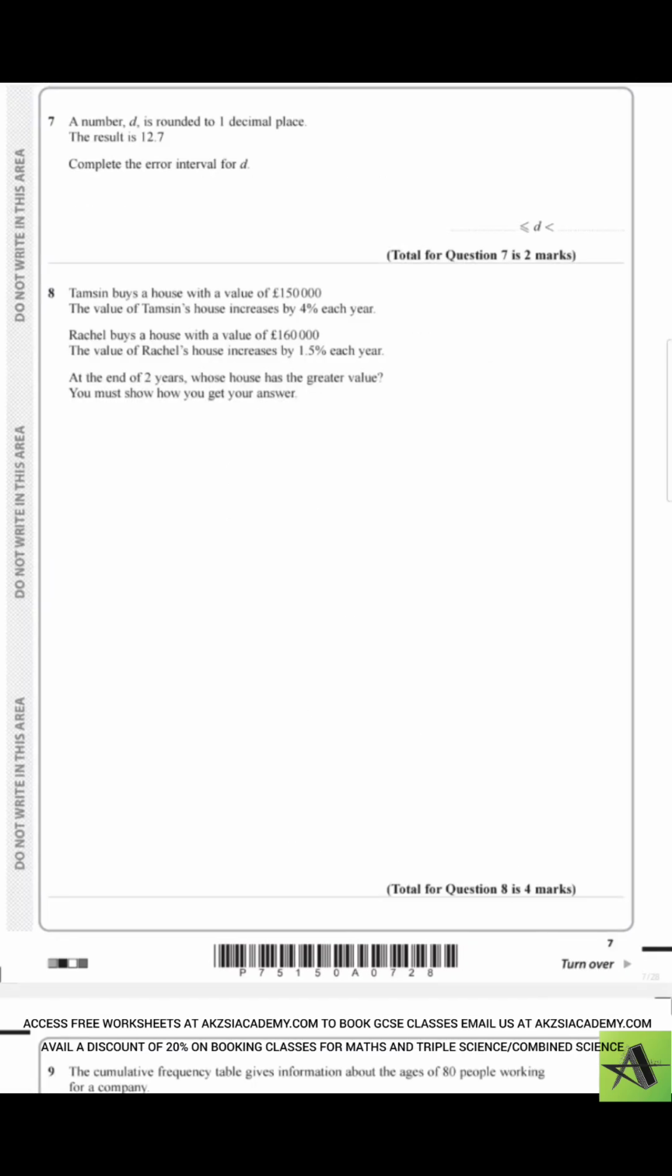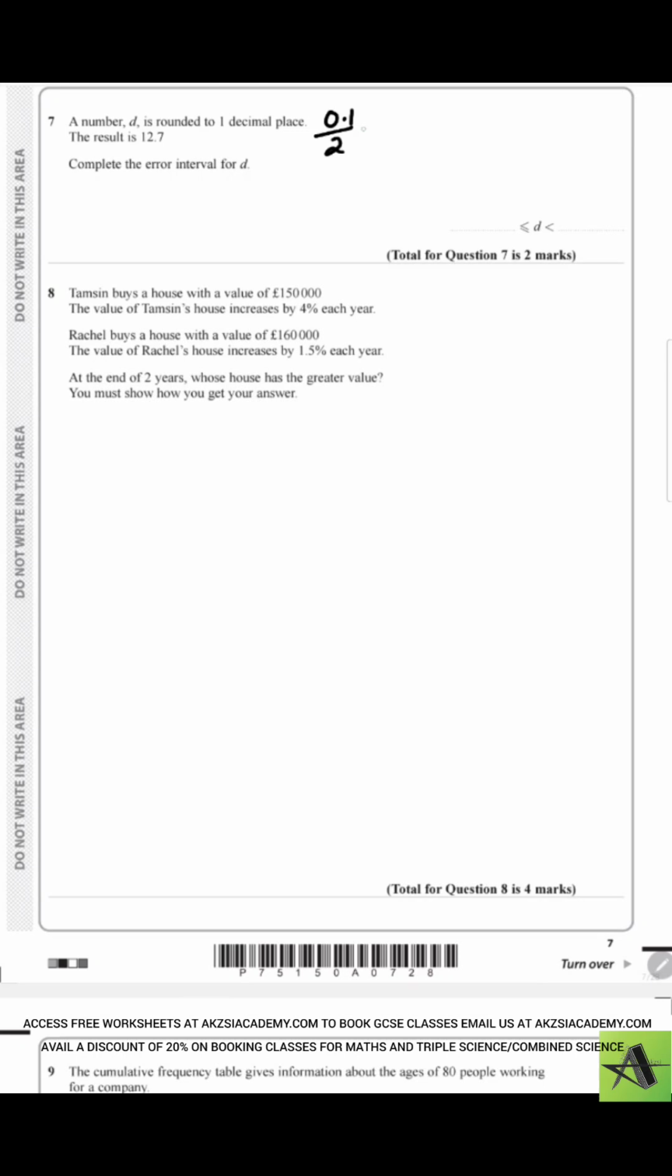Question 7 says, a number d is rounded to one decimal place. The result is 12.7. Complete the error interval for d. For an error interval, if the question is up to one decimal place, that means 0.1 I have to write. If it's two decimal places, it means 0.01. So one decimal place is 0.1.